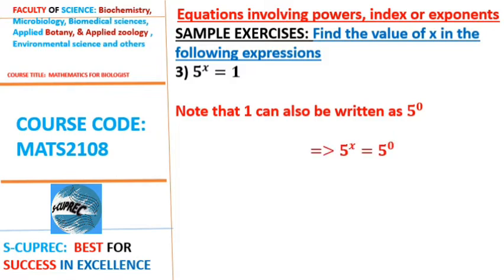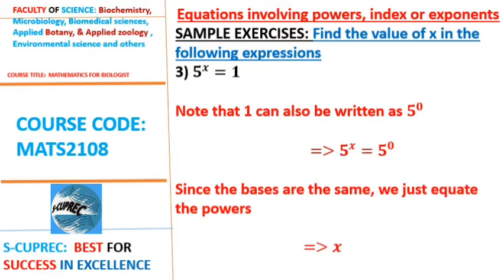So it simply means that 5 raised to the power x is the same as 5 raised to the power 0, because this 5 raised to the power 0 is the same as 1, so nothing changes. You see that the bases are the same, so we simply equate the powers and our value of x is equal to 0.